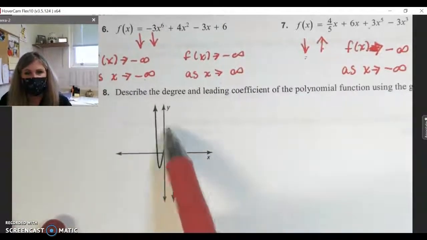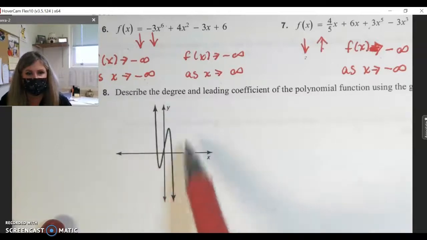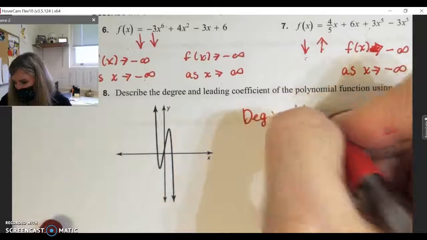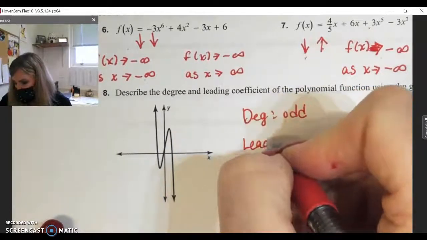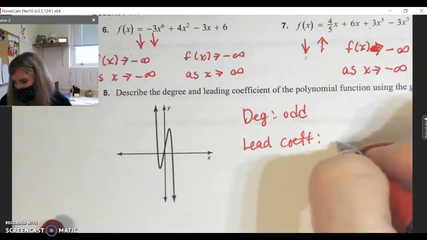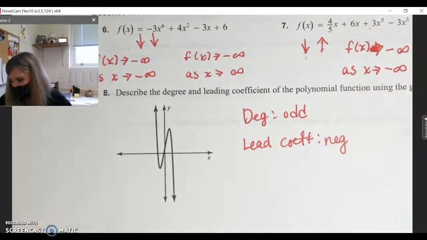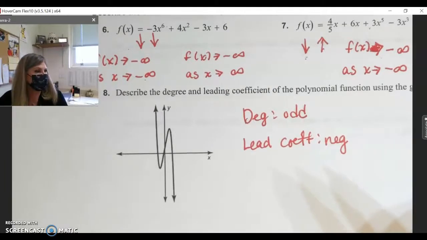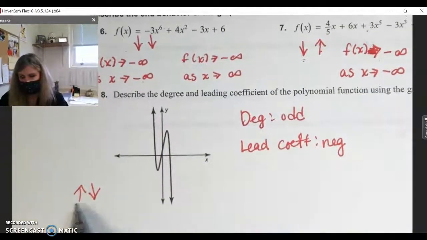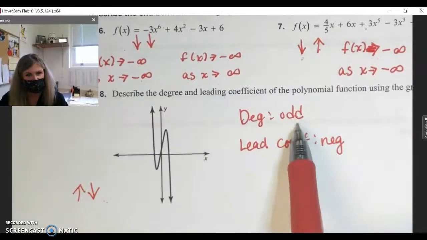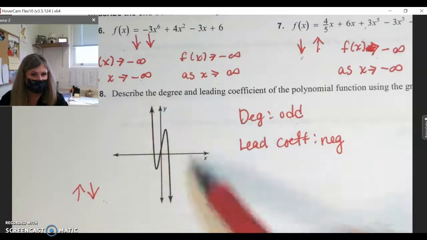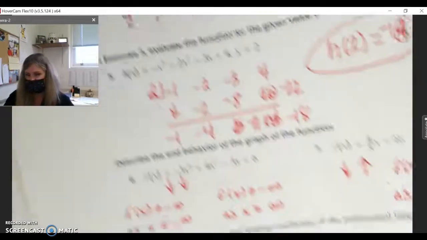All right, what do we know about the degree of this? Is it even or odd? So the degree here must be odd. Would the leading coefficient be positive or negative on something like this? Negative. Do you guys know how we know that? Because it's going like this, right? Opposite means odd. Normally the odds go like this. So if it's flipped, it has a negative leading coefficient.